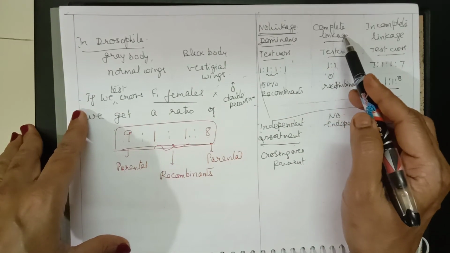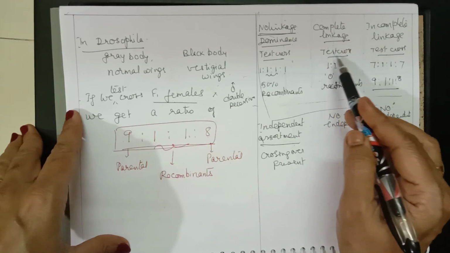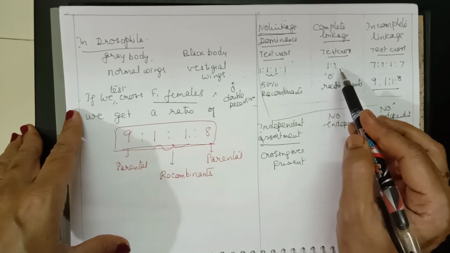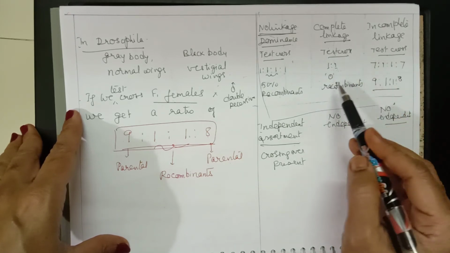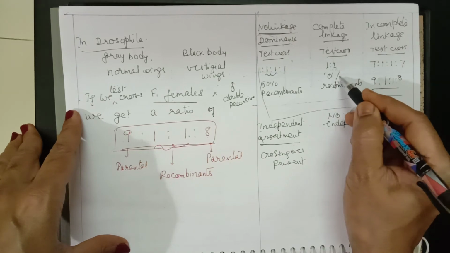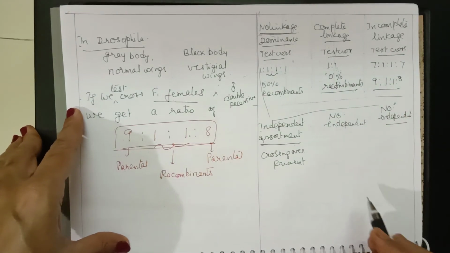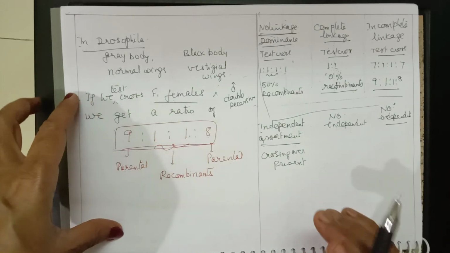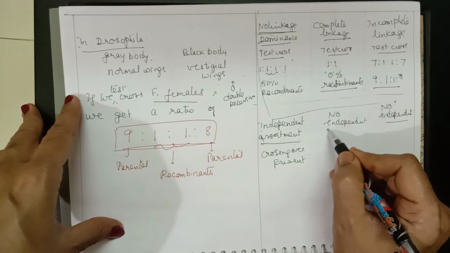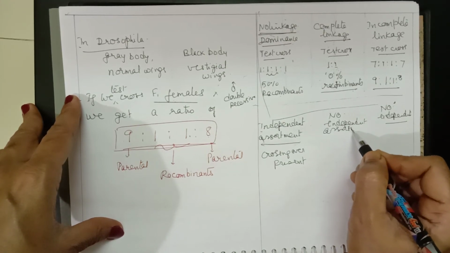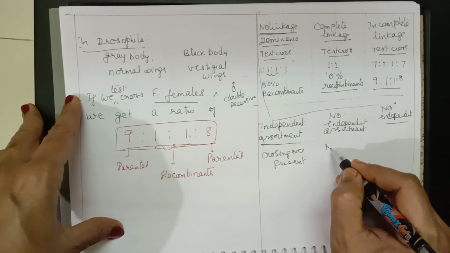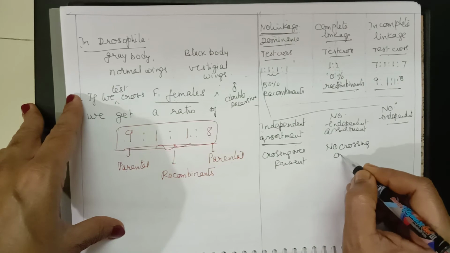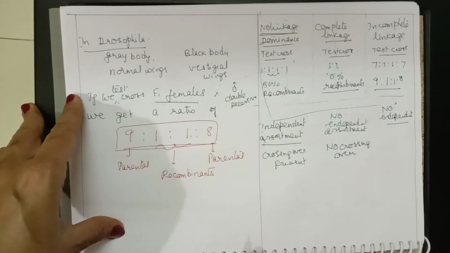When there is complete linkage, we get a test cross ratio of 1:1. Both are parental type, 50% of one parent, 50% of the other, and no recombinants, 0% recombination. That means since there is no recombinant, the genes are tightly packed. They are very, very close to each other. There is no independent assortment, and there is also no crossing over.